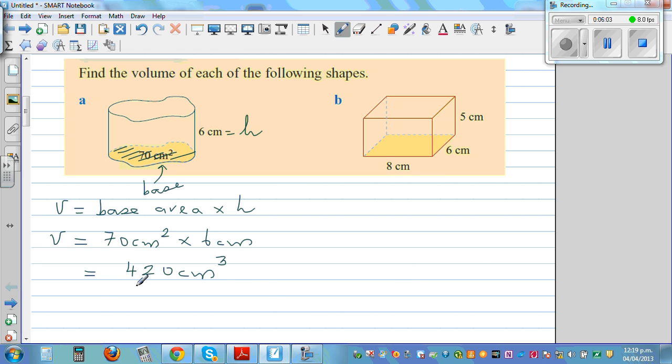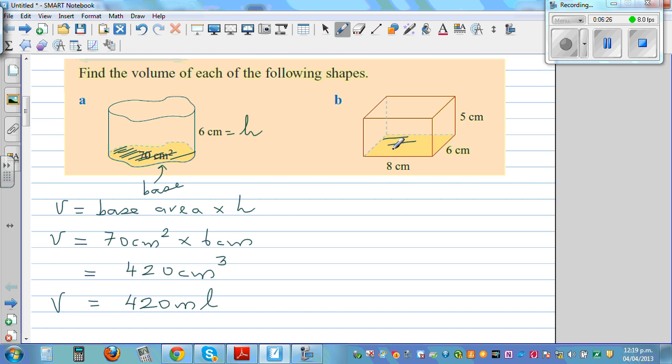Okay, so if you want to write this in milliliters, this is 420 milliliters. So if you have a shape like this, imagine a tank where the base area is 70 centimeters squared and a height of 6 centimeters. This will contain 420 milliliters of water or liquid.